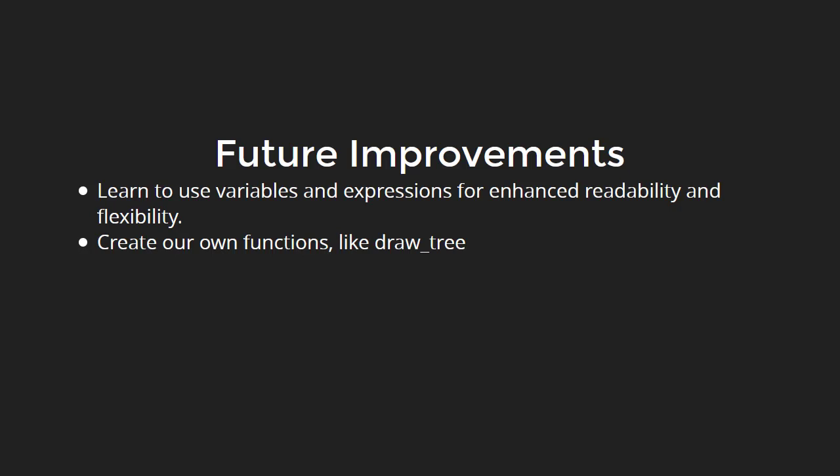Future improvements. Looking forward, there's a lot that we can do to improve this code. In variables and expressions, we'll learn how to use variables to store our parameter values, which will enhance the readability of our program, while giving us more flexibility to update our item's positioning. In drawing with functions, we'll create our own functions. That will allow us to create a function like drawTree.